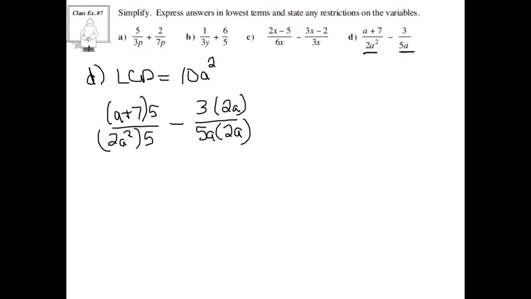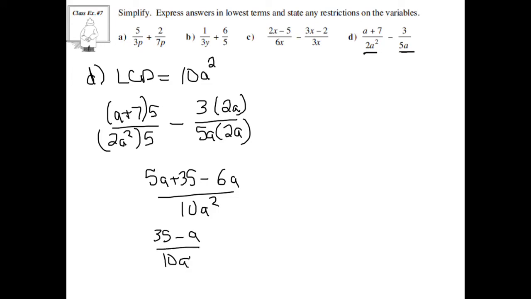Bringing that all over the same denominator, I've got 5a plus 35 minus 6a all over 10a squared. Collecting my like terms together, I have 35 minus a over 10a squared, where a cannot equal 0.